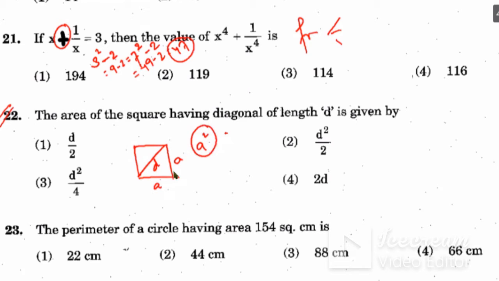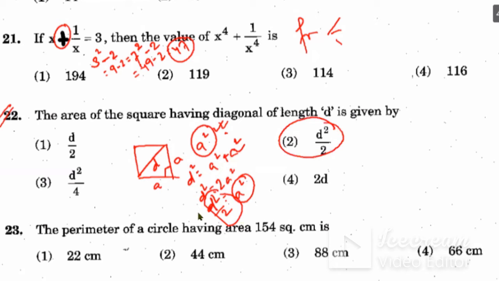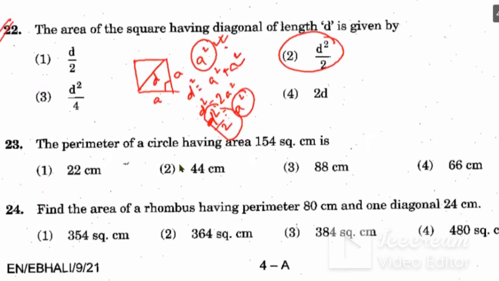So what will A square come to? This angle is 90 degrees, so by the Pythagoras theorem, D square is equal to A square plus A square. So 2A square is equal to D square. So A square is equal to D square by 2, and this is the area A square. So the answer is D square by 2. Second is the correct answer. Now question number 23.